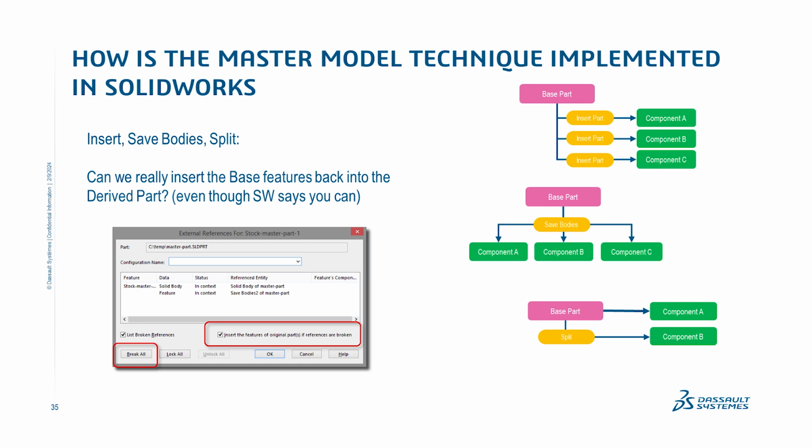Well, if you try that, and I have, and tried it various ways, I find that it's really not advertised as it's written there, because if you do that, all it does is, say you have a bodies feature and you want to break the reference, it just breaks the reference, but all you see is a stock feature. There are no features from the original master model that are inserted into that derived part.